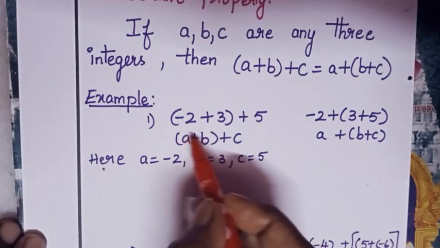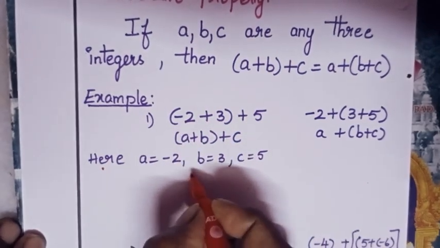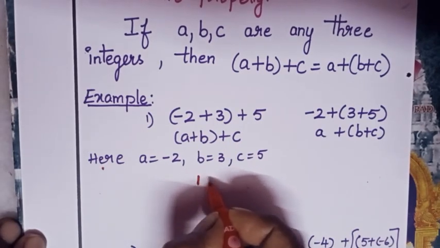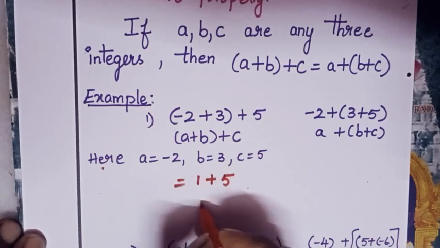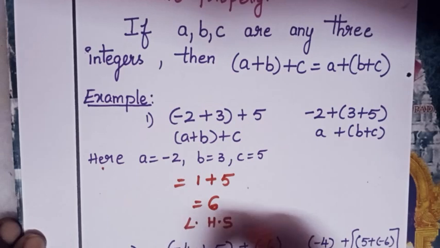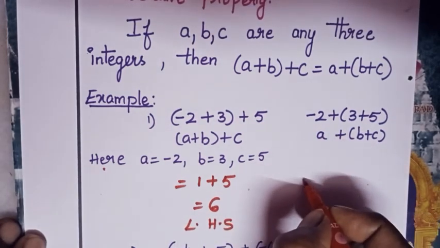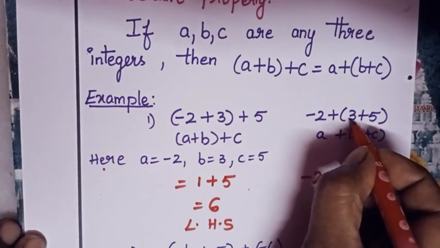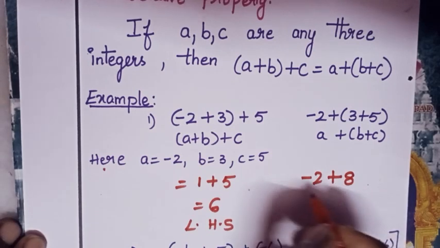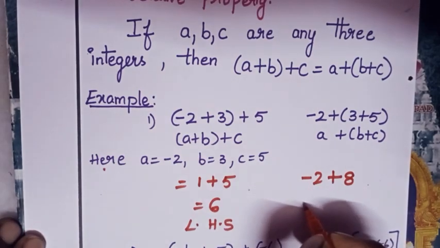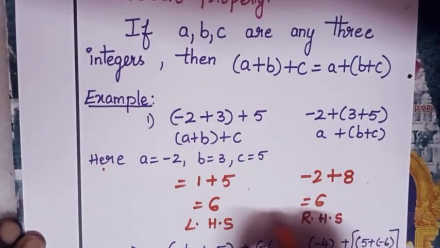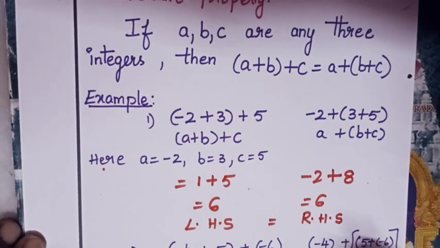Let us prove for the LHS, children, first. Minus 2 plus 3. What is minus 2 plus 3, children? 3 minus 2 is 1. 1 plus 5, that is equal to 6. This is LHS. Next RHS, children. Minus 2 plus (3 plus 5). What is 3 plus 5, children? 8. 8 minus 2. What is 8 minus 2, children? 6. So we proved RHS. LHS equals RHS. Now you got understood, I think so.